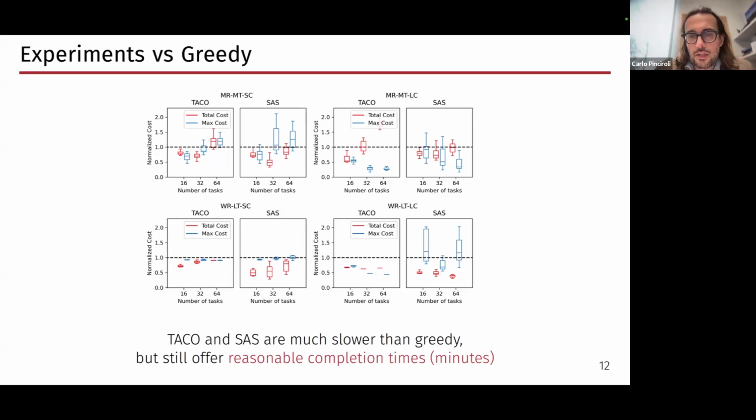But the nice thing is that the completion time remains reasonable. So it remains in the order of minutes. These are all centralized algorithms that can be used essentially to plan.